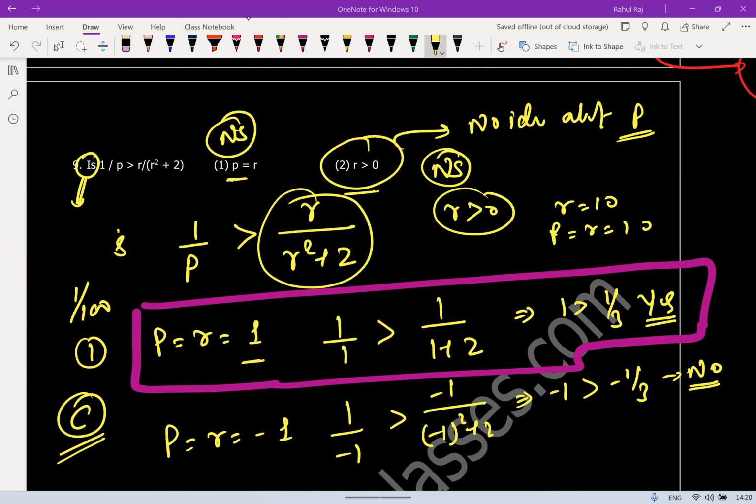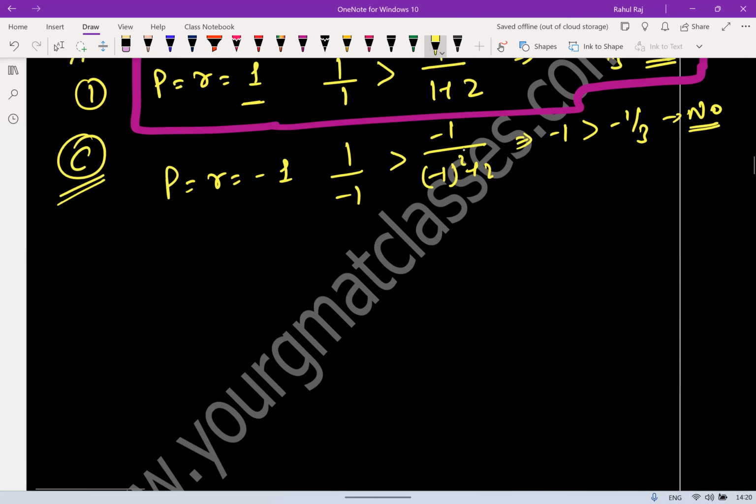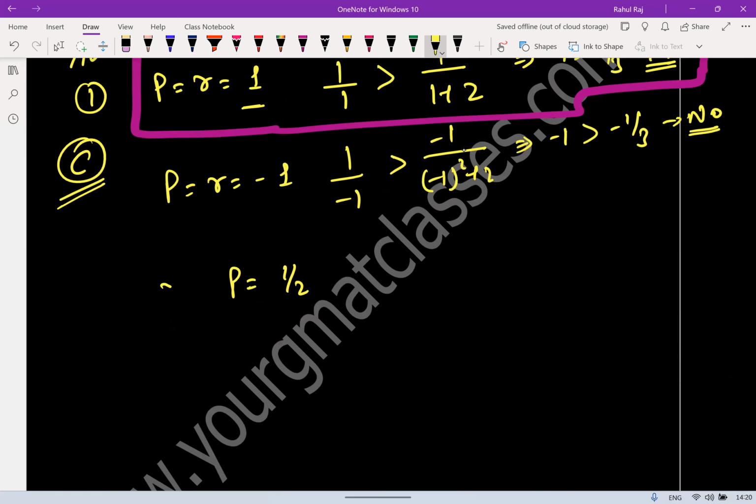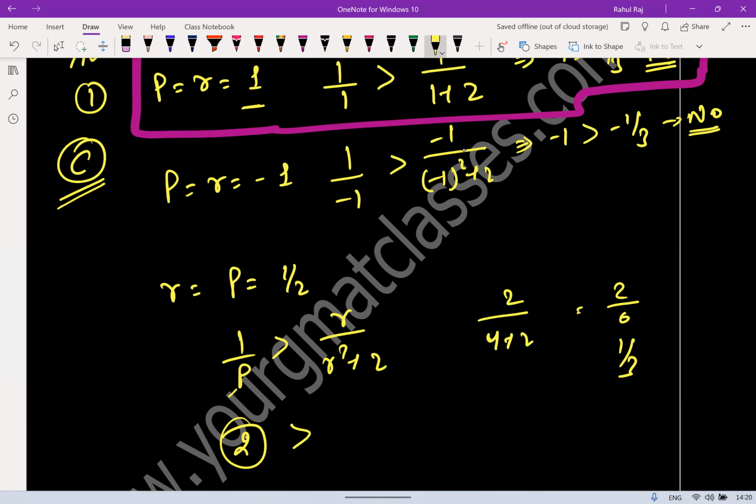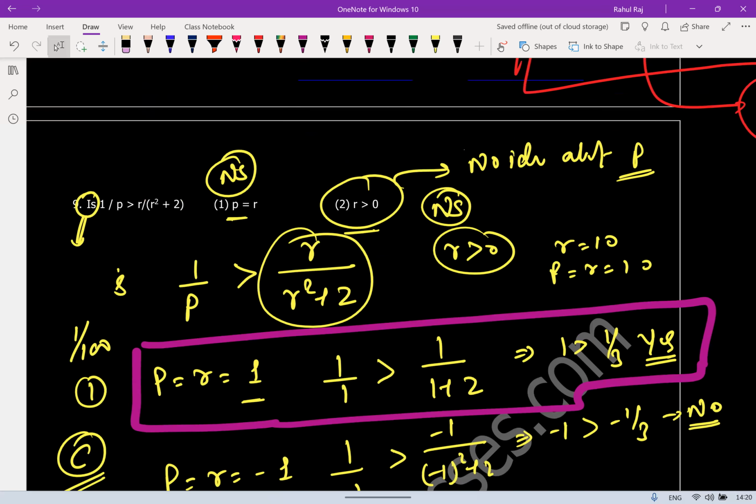Put P is equal to R is equal to half. So it says 1 by P greater than R by R square plus 2. So 1 by P will become what, Rohini? If I put P to half, it will become 2. Now here you put 2 by 4 plus 2, that is 2 by 6, that is 1 by 3. So 2 is greater than 1 by 3. So you put any positive value, you will always say LHS is greater than RHS.